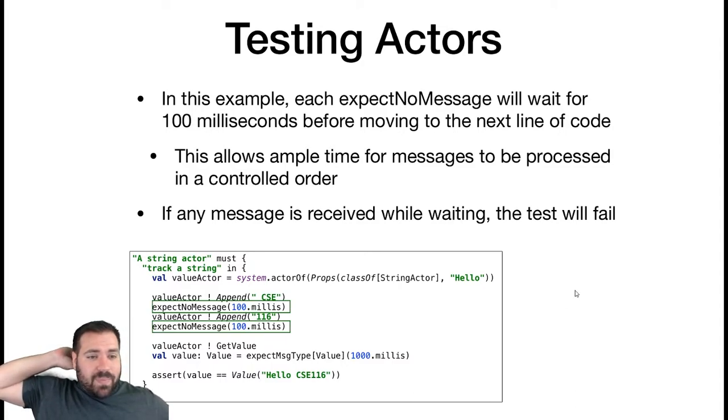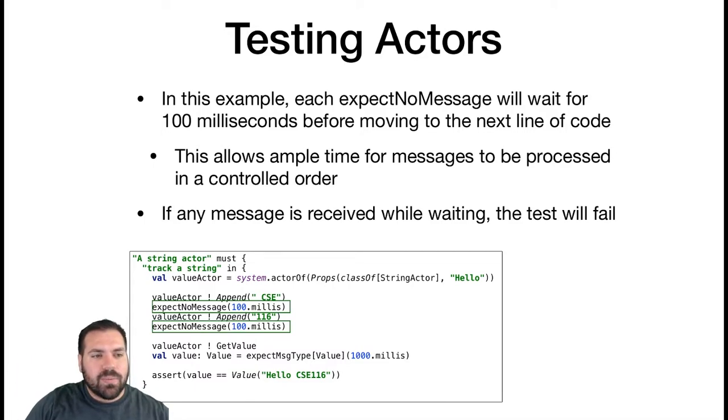So we wait 100 milliseconds. 1,000 milliseconds is 1 second. So I'm waiting 1/10 of a second. If we receive a message during that time, the test fails. If we wait that time and no message was received, move on to the next line of the test. So this is our main way of waiting.